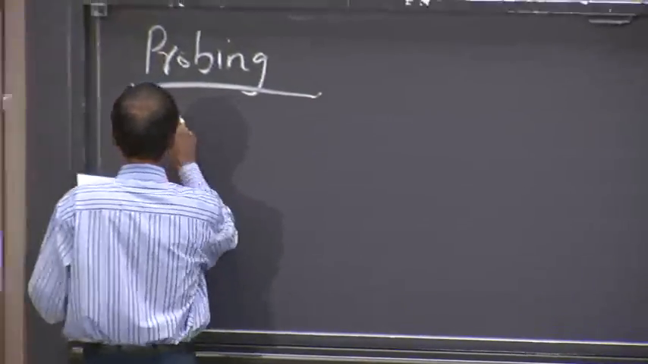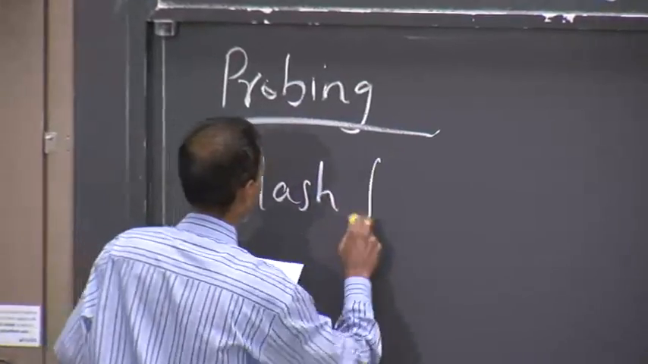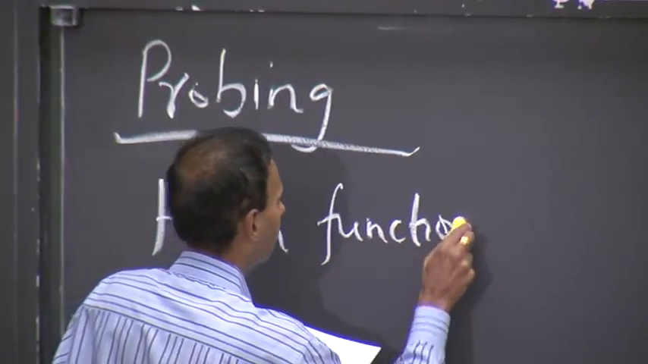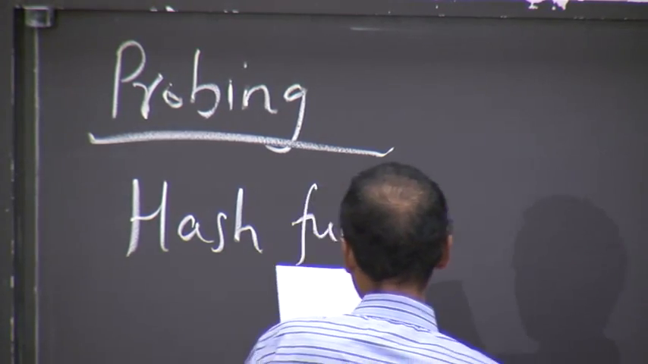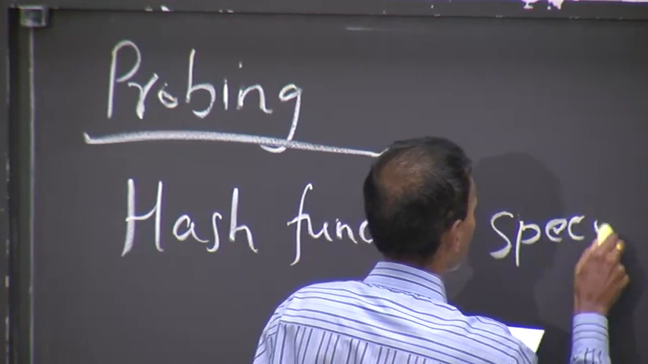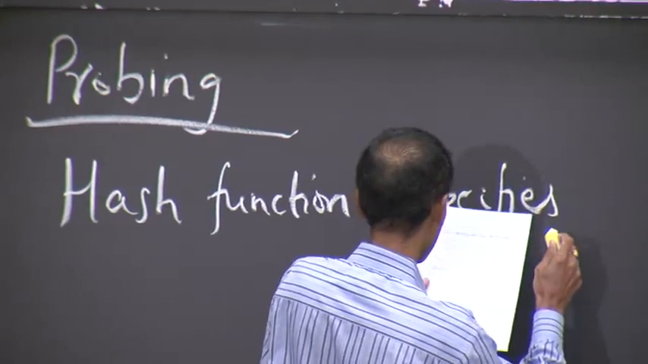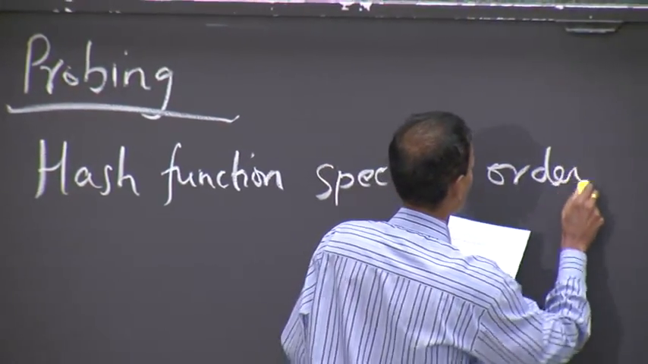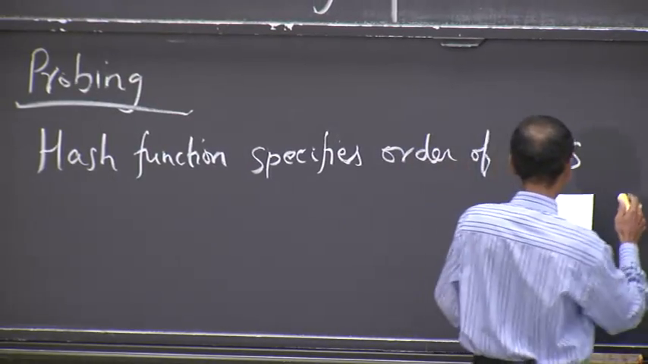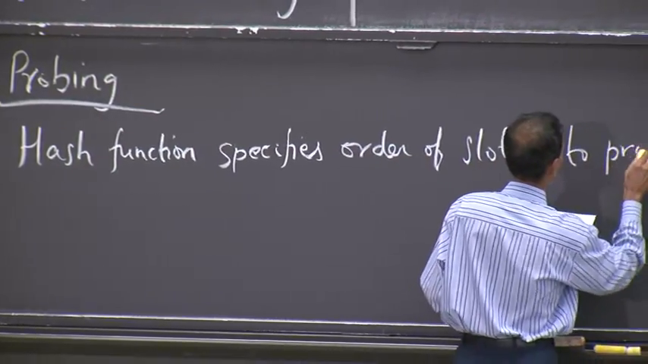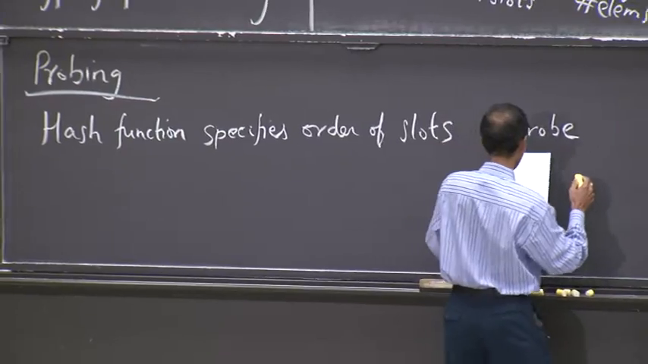And so what we need now is a hash function that's different from the standard hash functions that we talked about so far, which specifies the order of slots to probe, which is basically to try for a key.